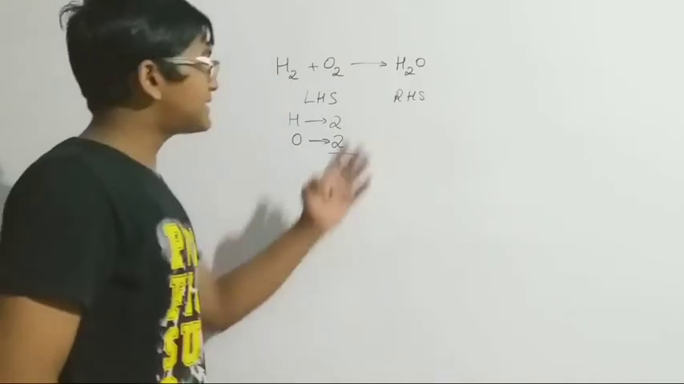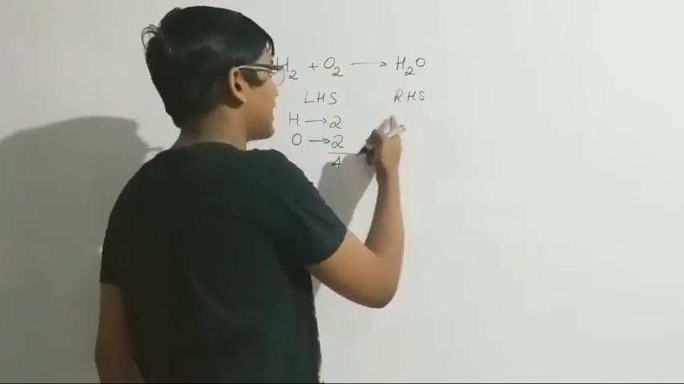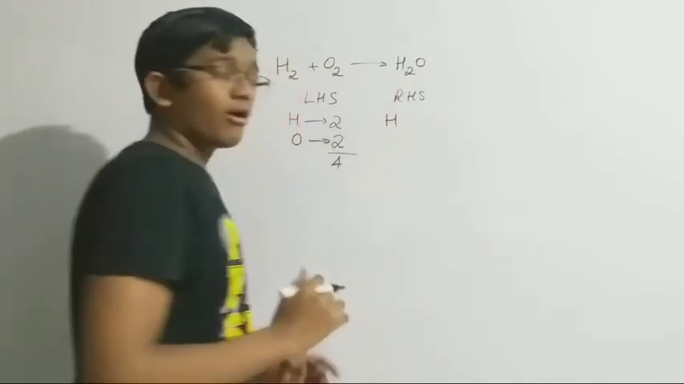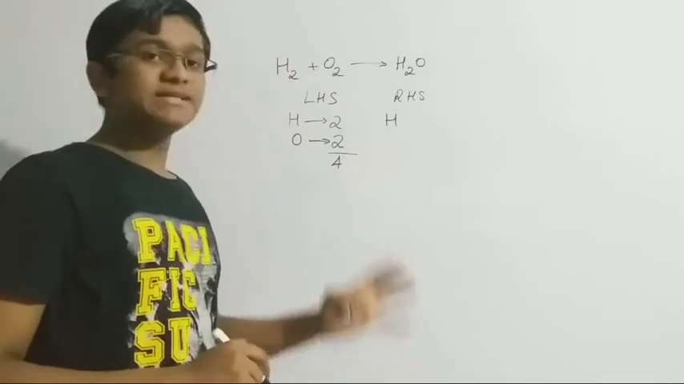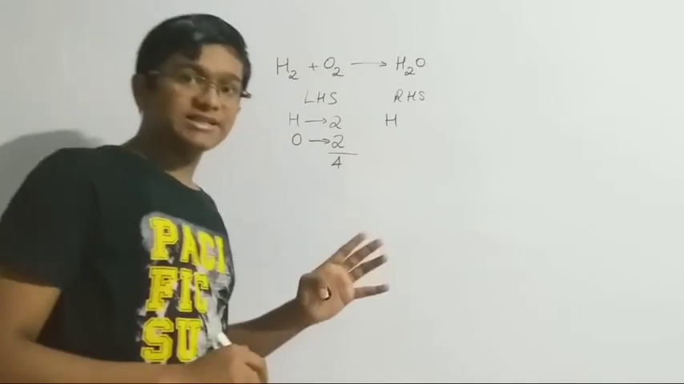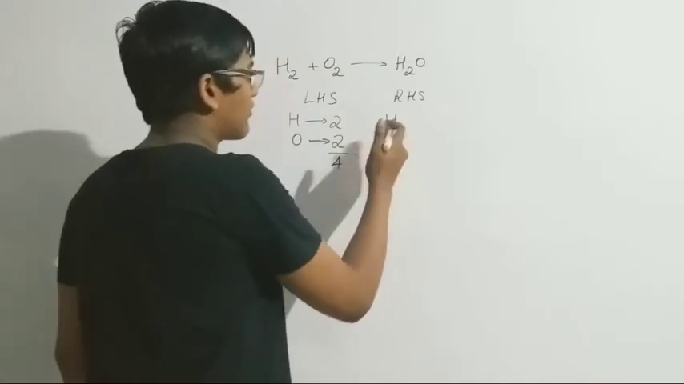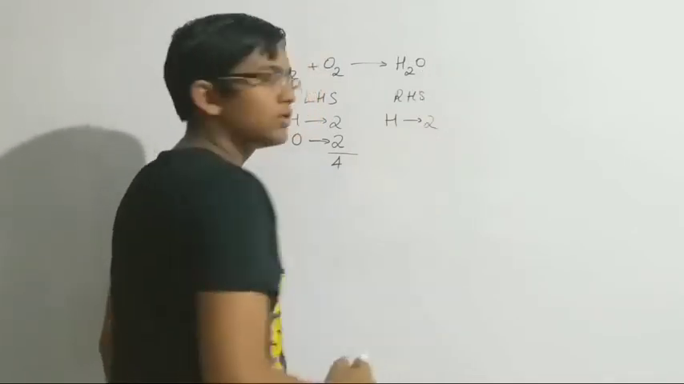Right. Now let's go with the RHS, that is the right hand side. Here let's take the same element, hydrogen. Always know one thing, if there is an element in the left hand side, it must be in the right hand side. It must always be, it never gets destroyed. Now hydrogen, if you count, there are 2 atoms.